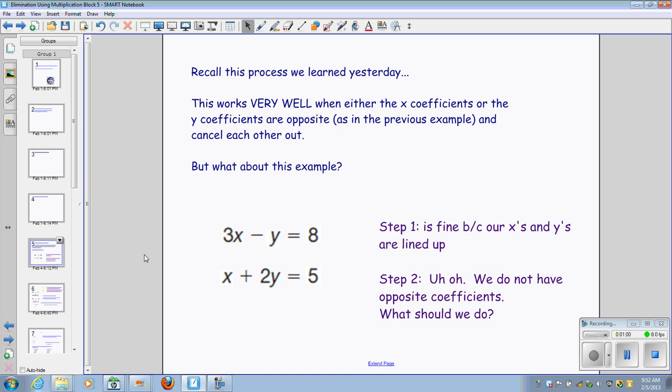Now remember, step 1 was to line up your x's and y's. And of course, step 1 is great here because our x's are lined up, our y's are lined up. That's fine. But remember, step 2 was you want to have opposite coefficients. Remember, coefficient is the number that's in front of a variable. And we do not have opposite coefficients here because our x coefficients are positive 3 and positive 1, and our y coefficients here are negative 1 and positive 2. So what are we going to do?